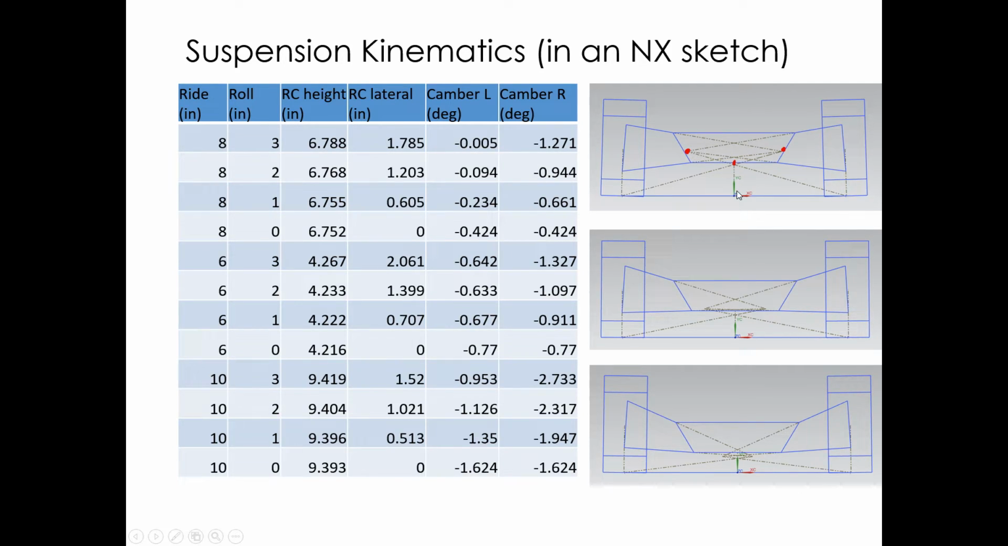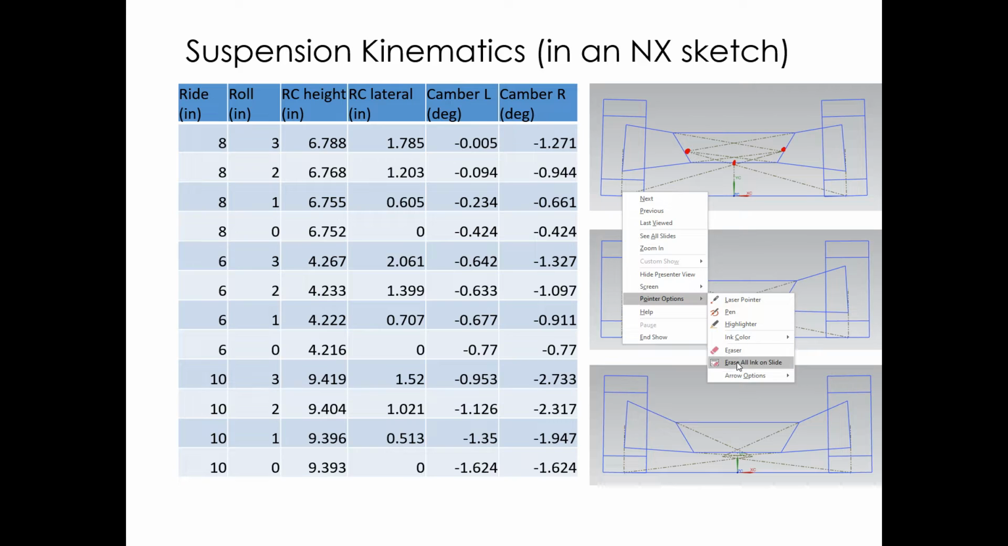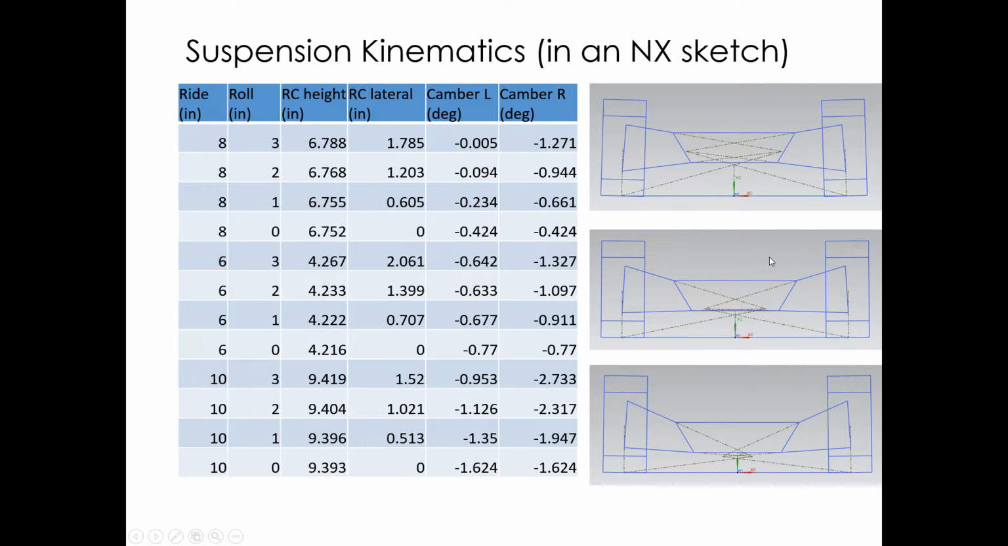This is an example I made for a full-size car. I was bored in my office one day and decided to design suspension for a full-size car. And it's pretty good, I have to say. So this would be the base ride height of 8 inches. This would be from 0 to 3 degrees of roll. This is the roll center height, so it's about 6.8 inches off the ground.